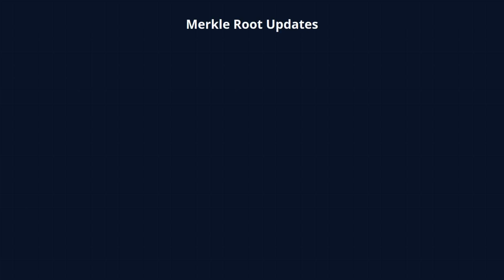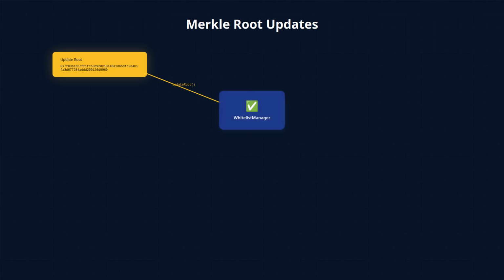The Merkle root is stored on-chain in the whitelist manager contract. When new users are verified or removed, we rebuild the tree and update the root. This single 32-byte value represents the entire approved user list. Smart contracts verify membership proofs against this root, ensuring only compliant users can transact.